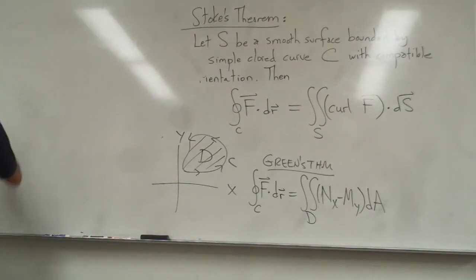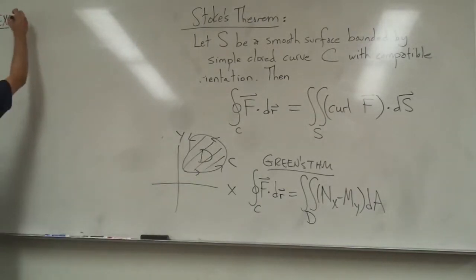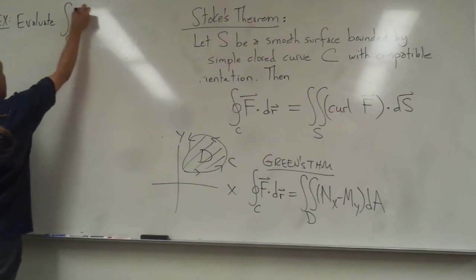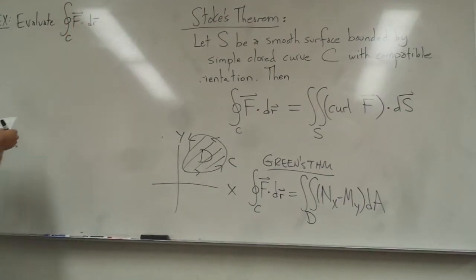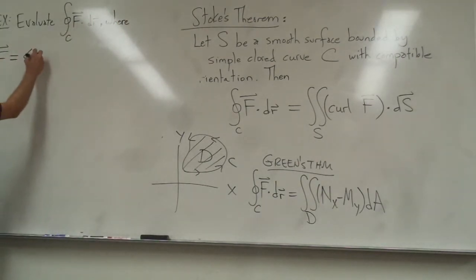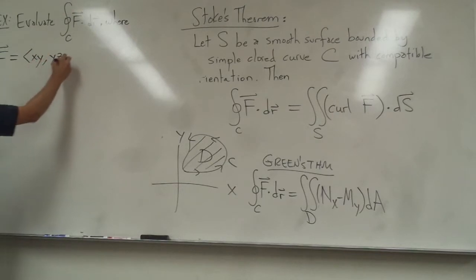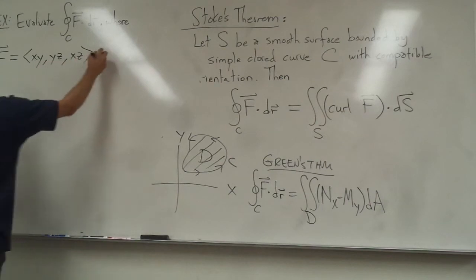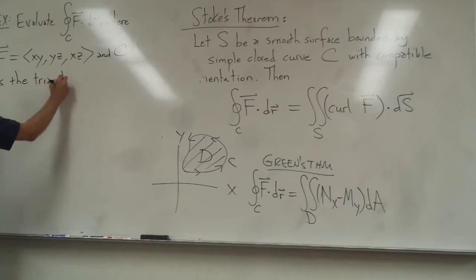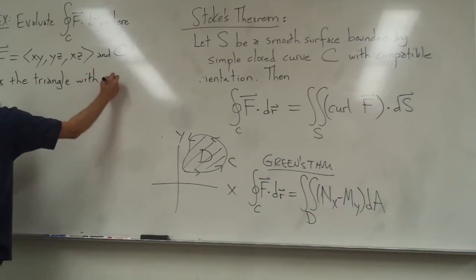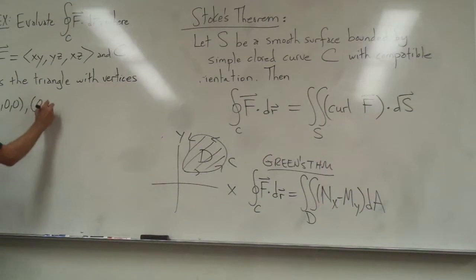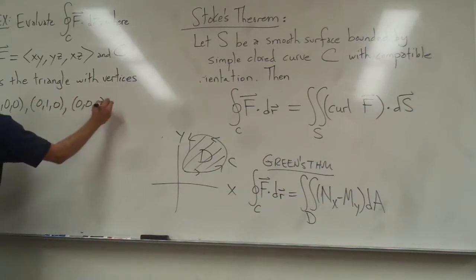Okay, let's do an example at this point. Example of Stokes' theorem. Evaluate the line integral of F dot dr, where F, the vector field, is xy, yz, xz, and C is the triangle with vertices (1, 0, 0), (0, 1, 0), and (0, 0, 1).